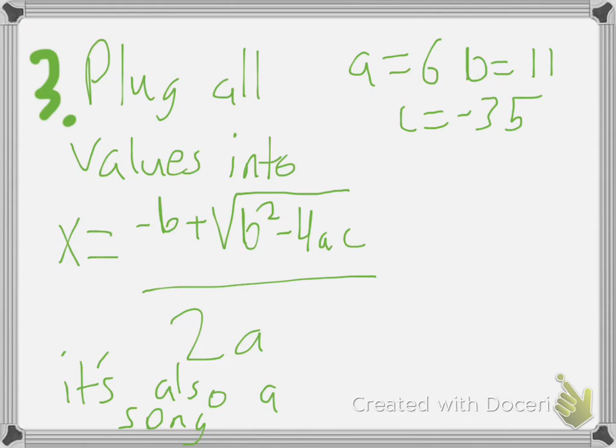There's also a catchy little song that goes along with this. X is equal to negative b plus or minus square root of b squared minus 4ac all over 2a.